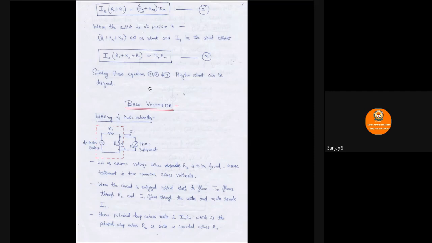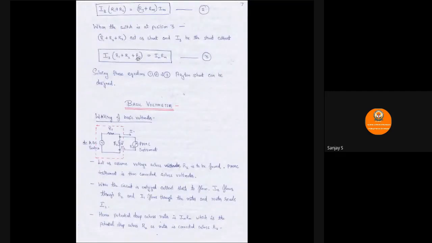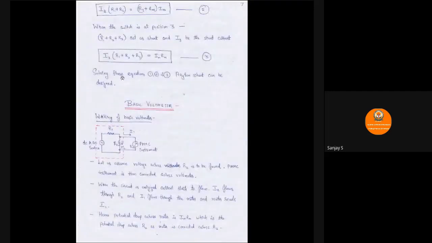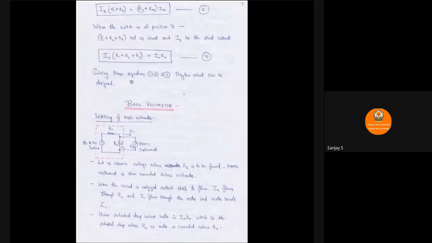Whenever the switch is in position number 3, all three resistances combined will act as shunt. So you have R1 plus R2 plus R3 into I3 equal to Im into Rm. If we solve these three equations, we have three equations and three unknowns, you will be able to calculate the required values of R1, R2 and R3. So this finishes the design of ammeter, multi-range ammeter, universal shunt or Ayrton shunt. In the next session, we'll be continuing with basic voltmeter and multi-range voltmeter.